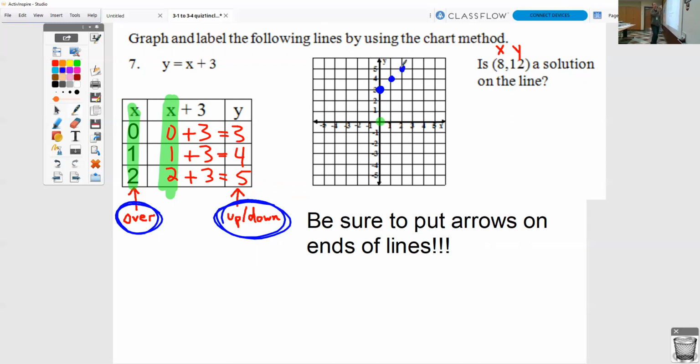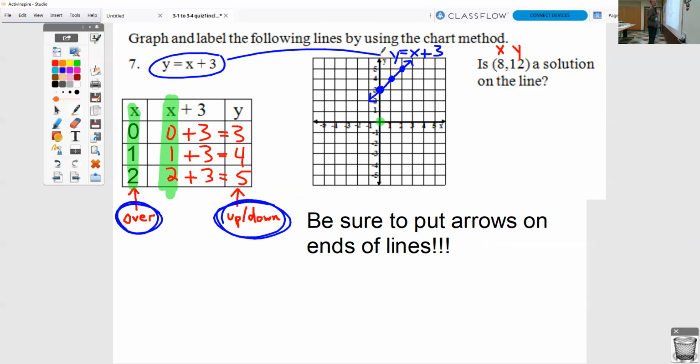Now that we have our 3 dots, we have to connect our dots. They should form a straight line. If they don't form a straight line, if they form some sort of crooked line, you did something wrong. And we have to label the line. So y equals x plus 3. You just take whatever your equation is and label it. Don't forget to put arrows on the ends of your lines.